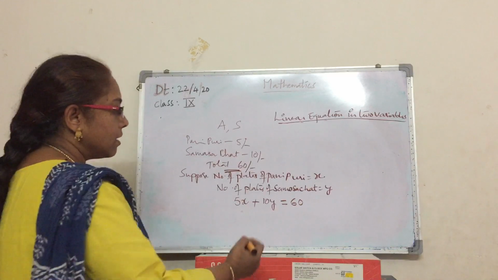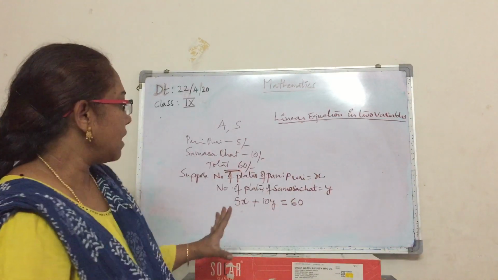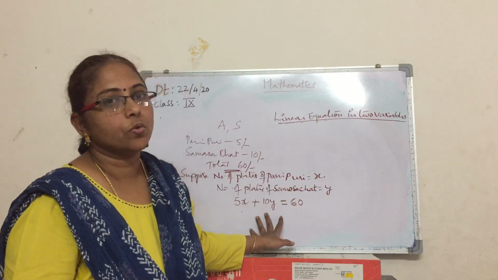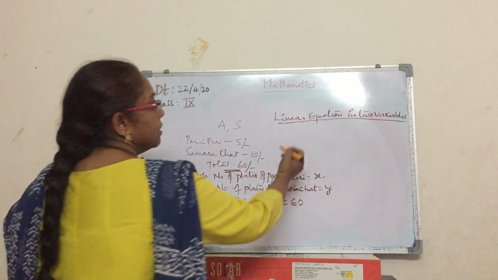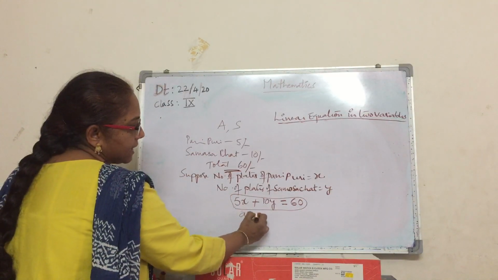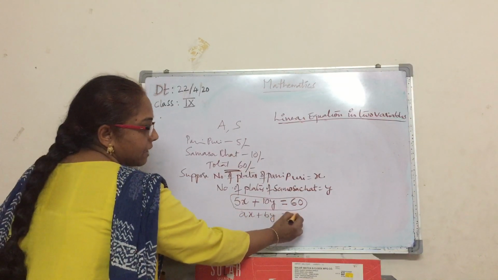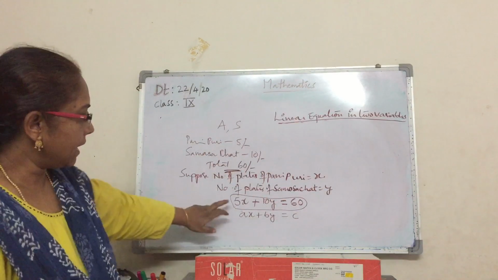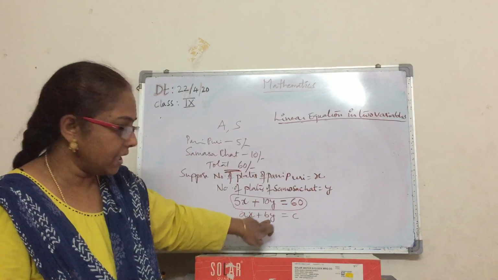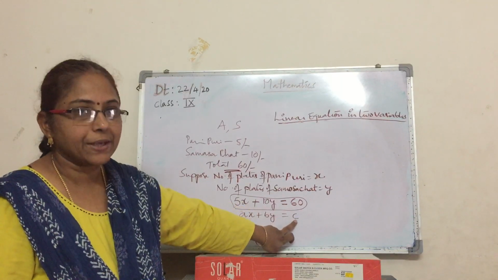Is it clear, children? Now we will see how to write the general form of this linear equation in 2 variables. Compare with this. We can write it like this: ax plus by is equal to c. Here in place of 5x I took ax, in place of 10y it is by, and in place of 60 it is c.